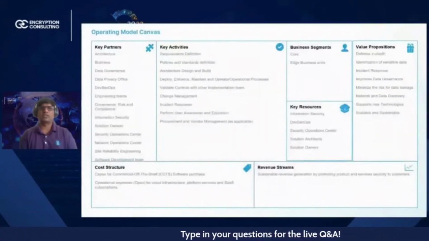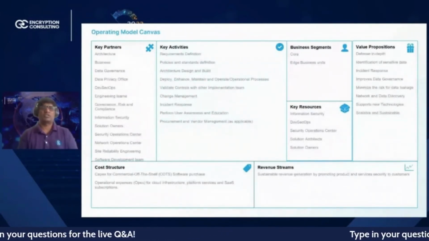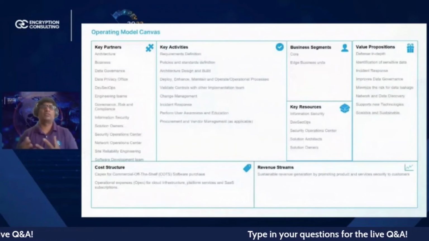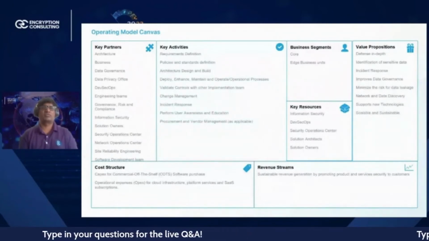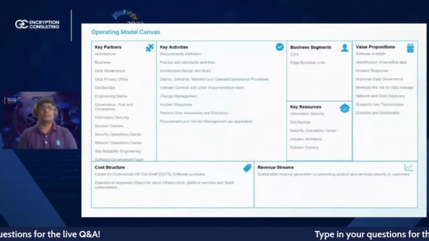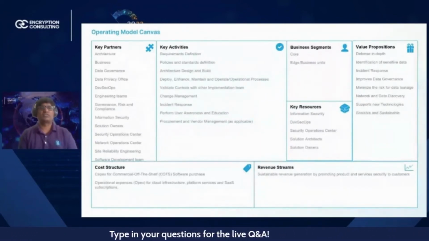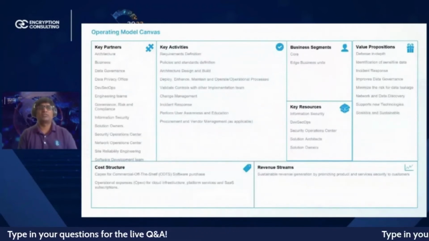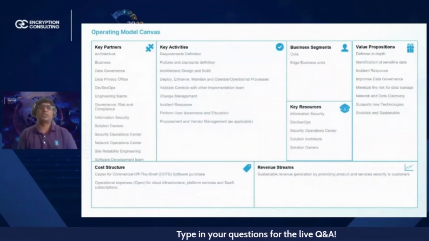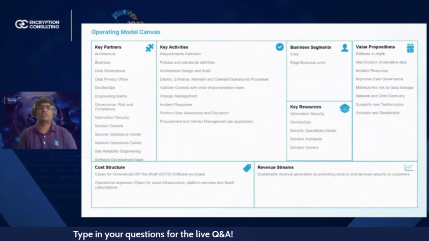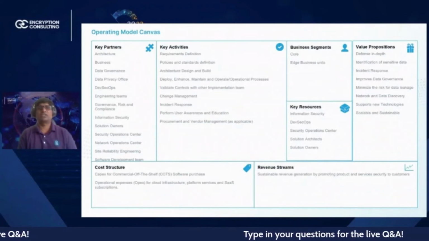And then the operating model is very important. It's important to make sure the team who does the DLP program engages various teams like architecture, business, data governance, data privacy office, DevSecOps team, engineering team, site reliability engineering, information security, and the security operations center to deliver the requirements, what needs to be done from a DLP perspective, what are the policies and standards that need to be defined, how the architecture needs to be designed and built, and who is going to deploy, enhance, maintain, and operate, like do the care and feed.